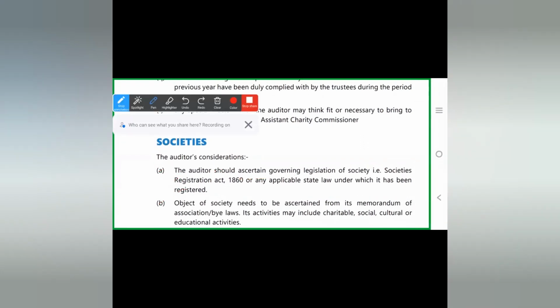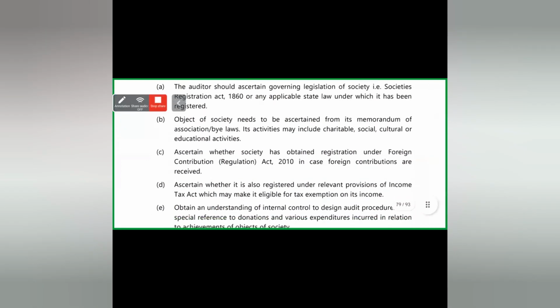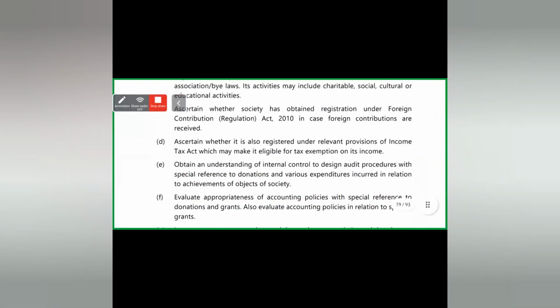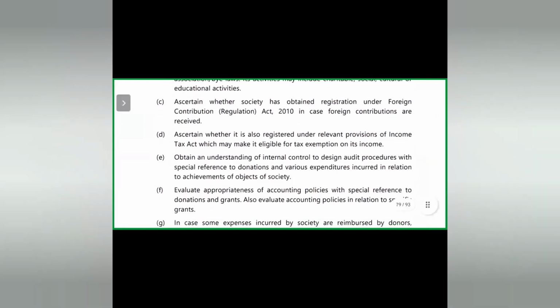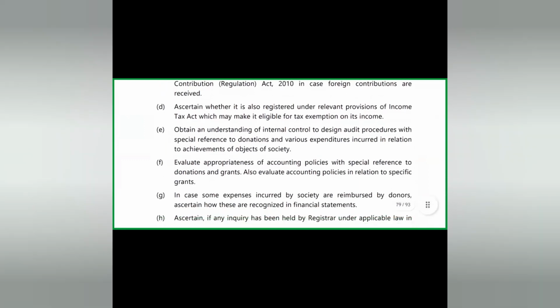Now, in case of societies, the auditor should consider that it has been formed under the legislation of the Societies Registration Act 1860. The object of the society needs to be ascertained from its memorandum of association and bylaws. Its activities may include charitable, social, cultural, or educational activities. Ascertain whether it is also registered under the relevant provision of the Income Tax Act for tax exemption.